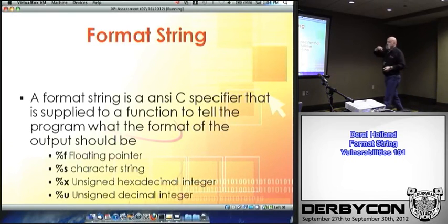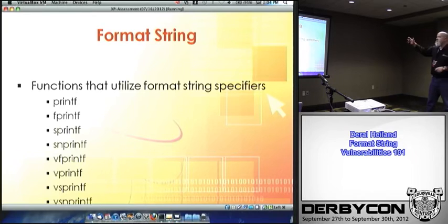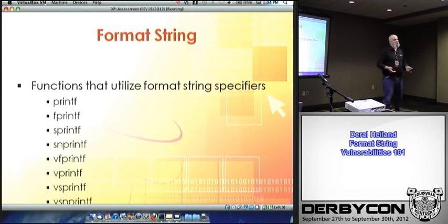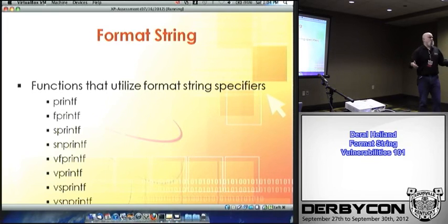And here's a couple of them. %f floating point, %s character string, %x hexadecimal, %u decimal, and there's a bunch of other ones. So moving on. Here is a small snippet of functions that utilize format string specifiers that define what their output should be. A lot of you who have done any programming should be quite familiar with those. Those that haven't done any programming, you should still be familiar with those. Those are the very common ones.